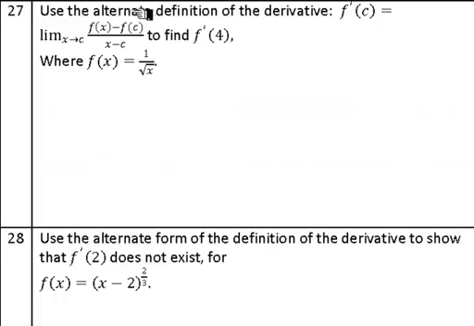Now we want to use the alternate definition of the derivative, which is written out here, f prime of c equal limit x goes to c, f of x minus f of c over x minus c. This is the alternate definition of the derivative. To find f prime of 4. Now for the alternate definition of the derivative, we can only find the derivative at a point, at a particular x value. Like here, the x value is x equal 4. We don't use it to find f prime of x. Okay, where in this case f of x is 1 over the square root of x.